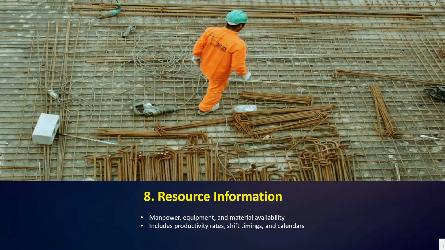Next, we have number eight, resource information. Here you can see we have manpower, equipment, and material availability. In simple words, you can say 3M. It includes productivity rates, shift timings, and calendars. So actually, resource information is a crucial input for project planning and scheduling.